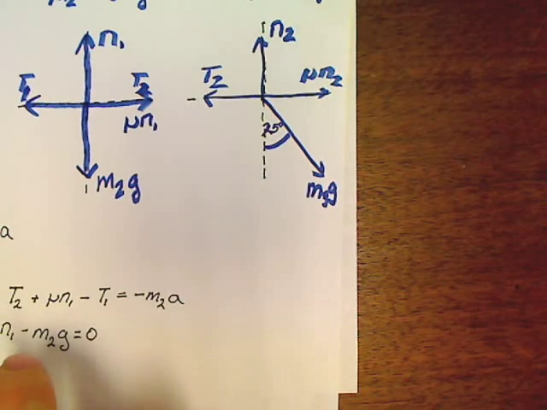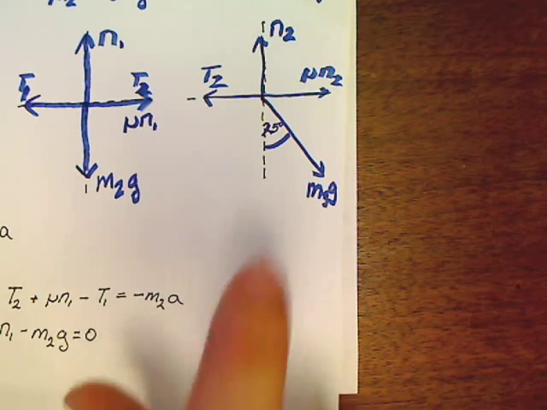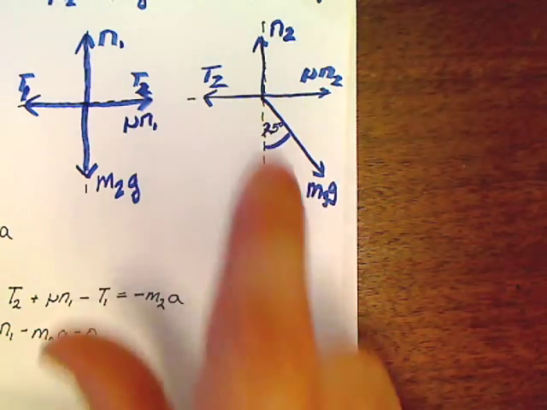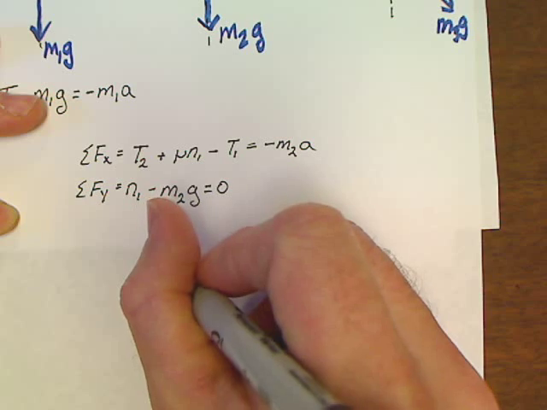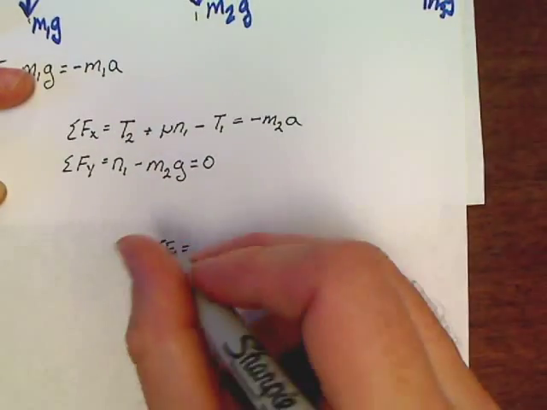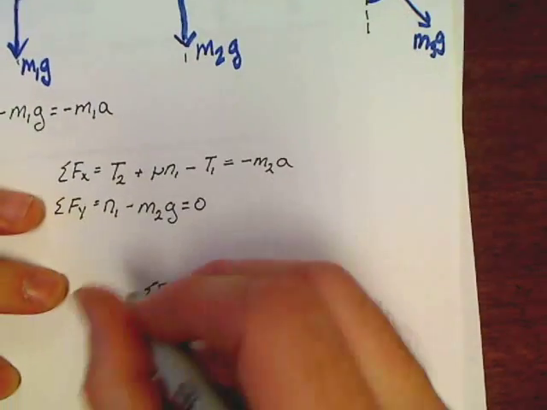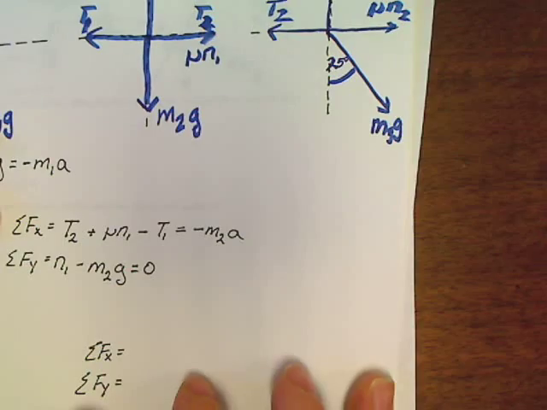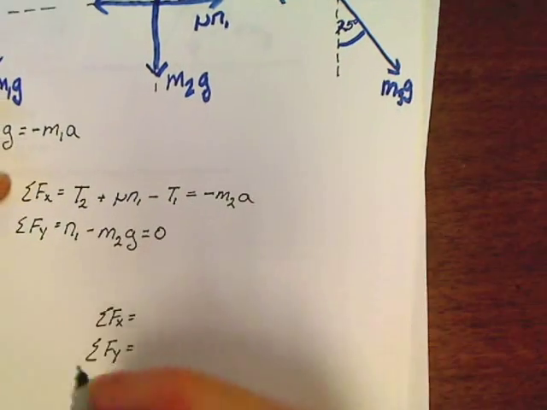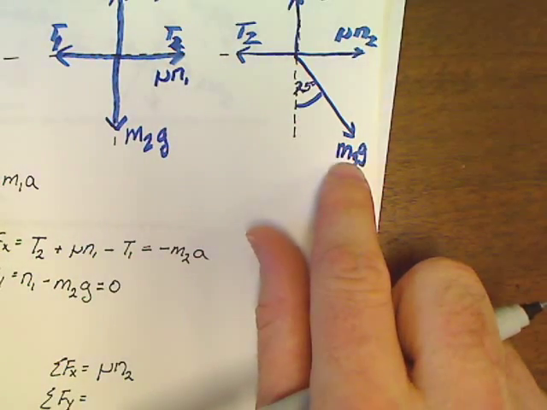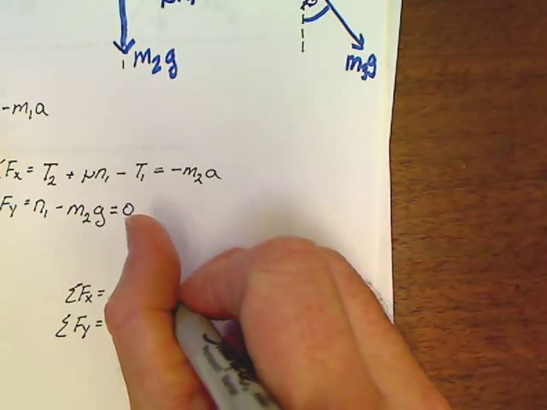And now for the last object, to do a sum of the forces on that. Alright, start out with your positives. I've got 2 positive x's of mu N2 and this M3G sine 25. So now, here we go. Object number 3. Sum of the forces X, sum of the forces Y. I've got a mu N2 to the right. So we've got mu N2 plus M3G sine 25.